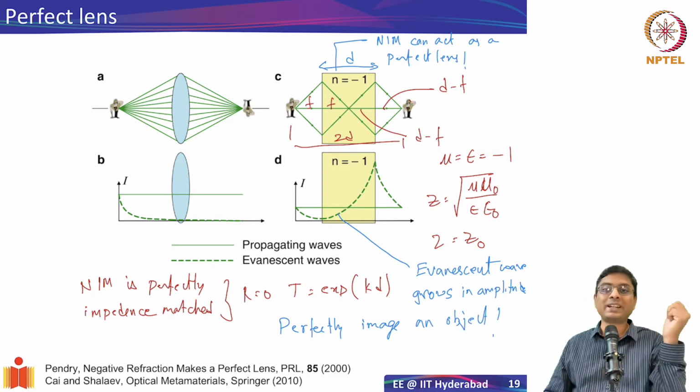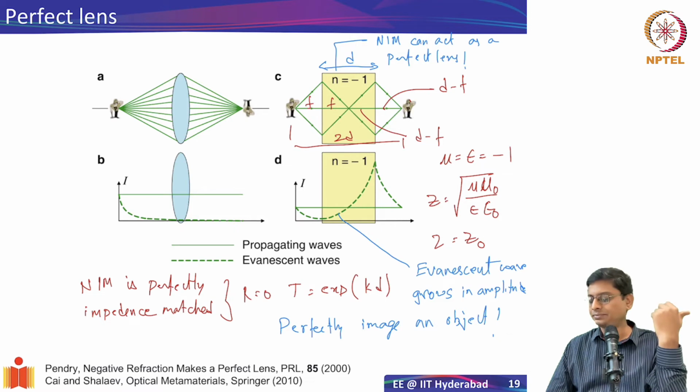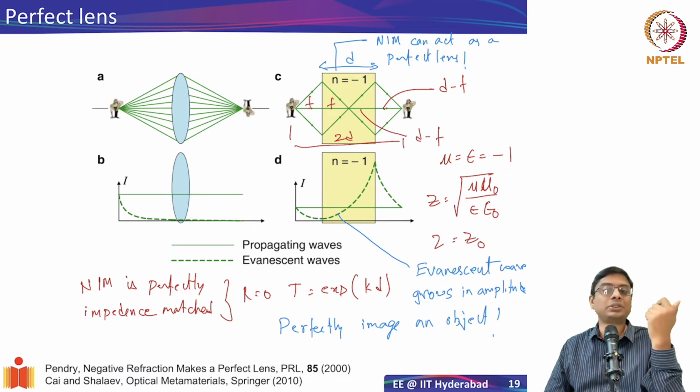Now this was a big claim, and that's why people were very excited, because all the lenses that we have are diffraction limited. We are losing the evanescent wave, and because of that the resolution is limited. Now the claim is if you make a negative index material, you can have completely no diffraction limit at all. You should be able to image objects perfectly.